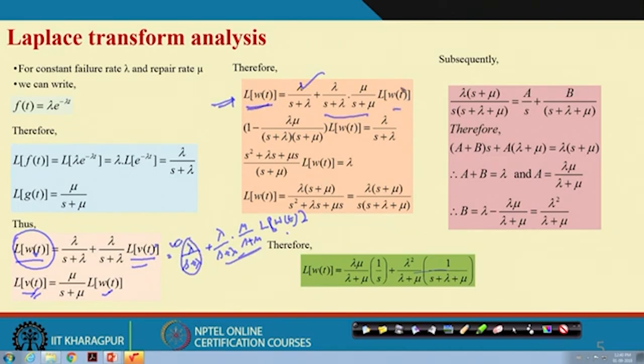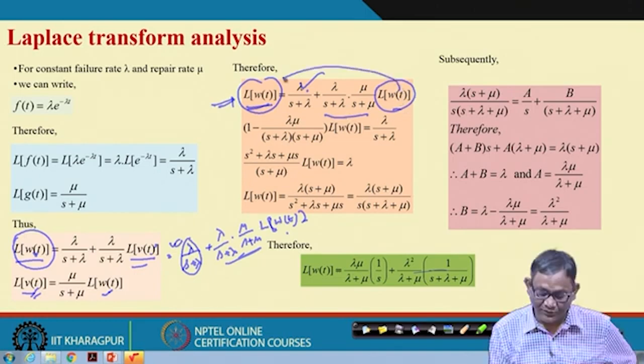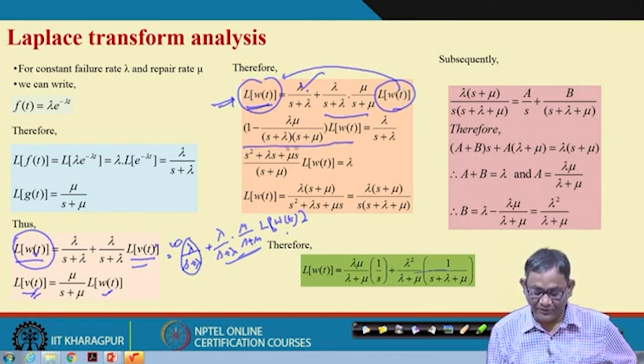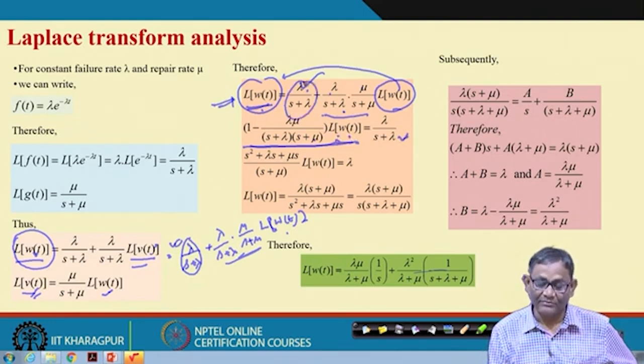Now, you have an equation where the only unknown is this LWT, but lambda, mu, S is that complex variable. So, you bring this to this side and do the algebraic manipulation. So, 1 minus lambda mu by S plus lambda, S plus mu, into LWT equals this, because this one remains. So, after algebraic manipulation, you will be getting this equation.